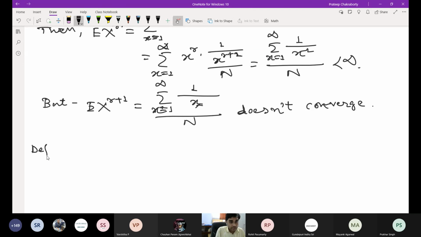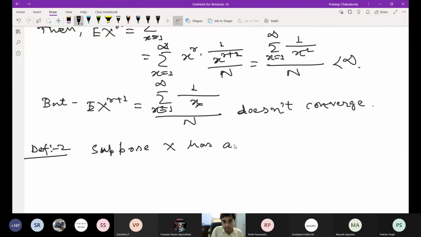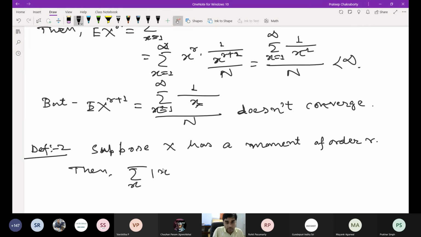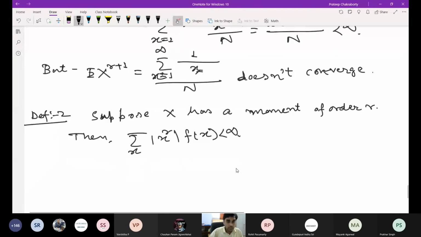So, definition 2. Suppose X has a moment of order r, then what does a moment of order r mean? The summation of mod x power r f of x is finite.